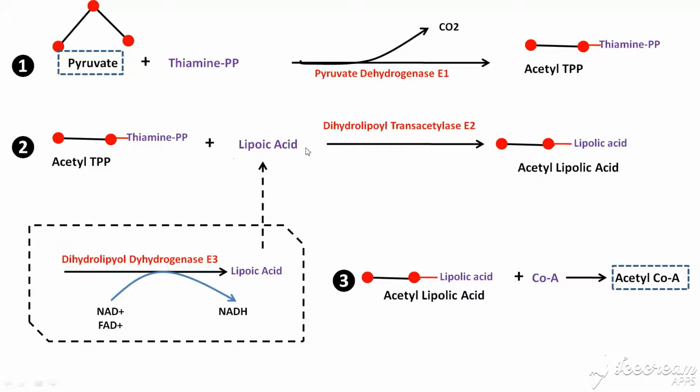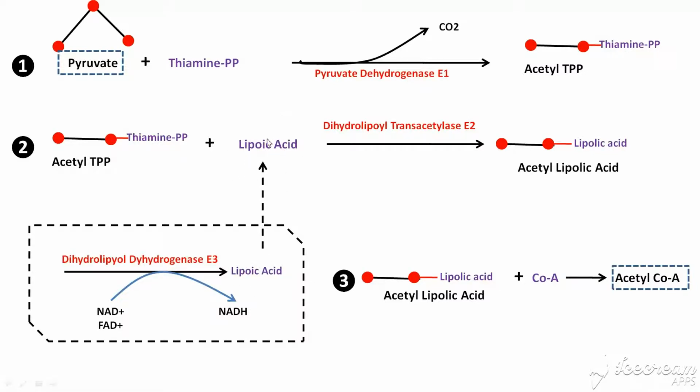So how does the cell maintain adequate amounts of lipoic acid? This is going to be done by the E3 subunit of the pyruvate dehydrogenase complex, which is called dihydrolipoyl dehydrogenase. Now this subunit, or E3, is going to be responsible for maintaining the function of lipoic acid, and it's going to do so by consuming 1 molecule of NAD+ and 1 molecule of FAD, and yielding 1 molecule of NADH. And this is how our cells maintain adequate levels of lipoic acid that is used as a cofactor in the pyruvate dehydrogenase complex.